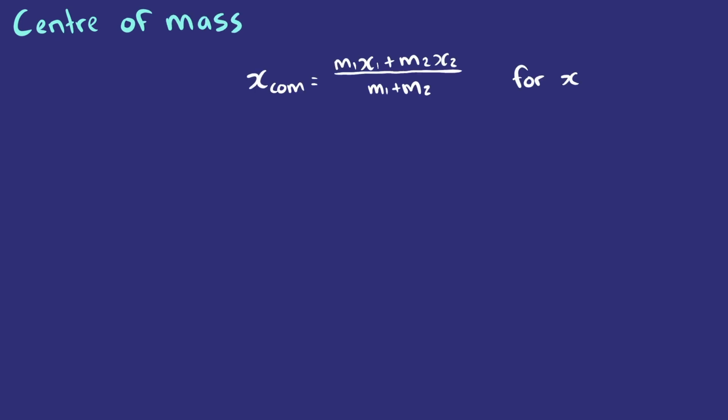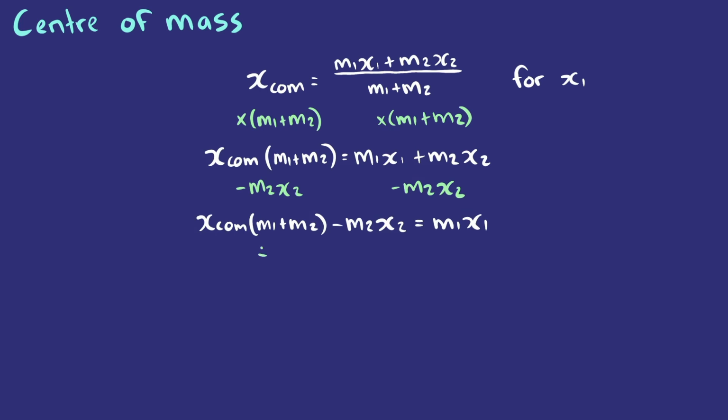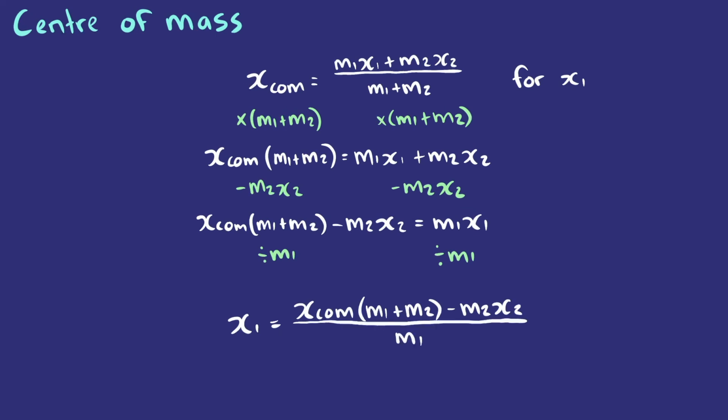Let's now look at our center of mass equation, which we will solve for x1. Our first step is to get rid of this denominator by multiplying m1 plus m2 to both sides. Next, we can get rid of our m2x2 term by subtracting that from both sides. Lastly, we divide both sides by our m1. And that gives us xcom times m1 plus m2 minus m2x2 divided by m1.